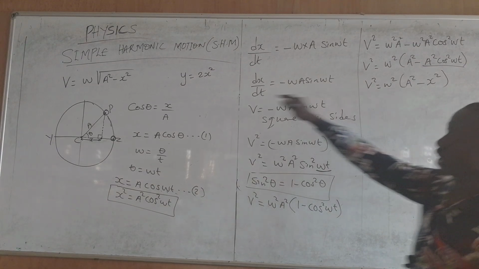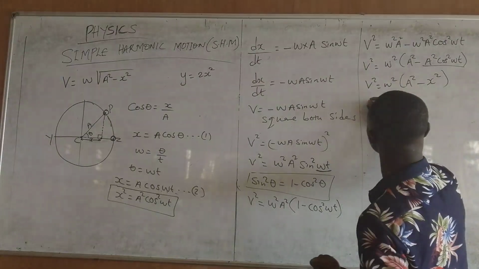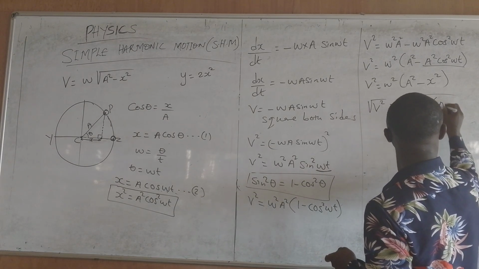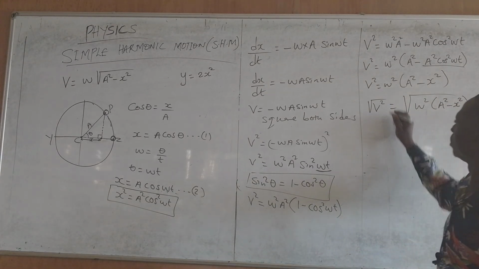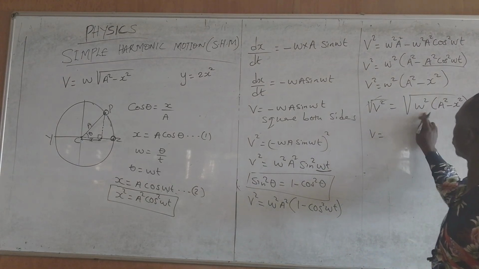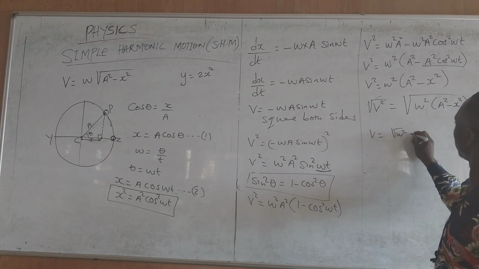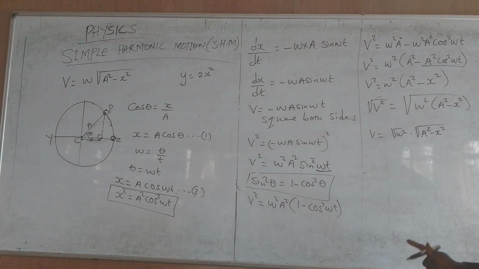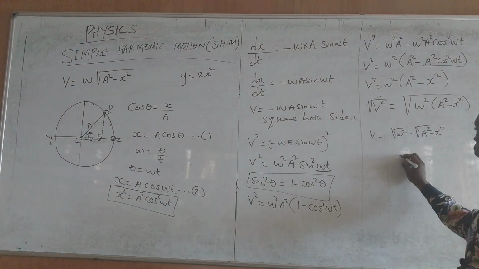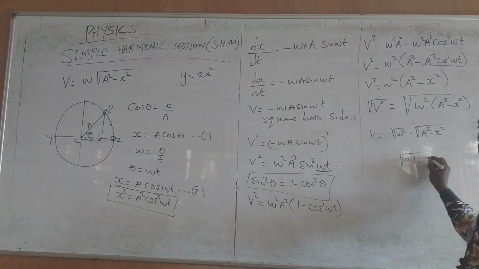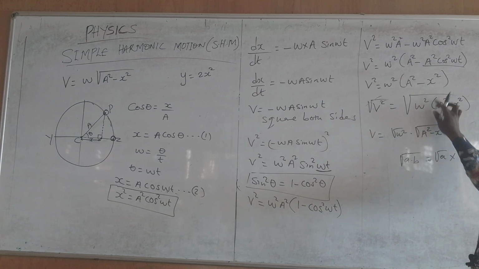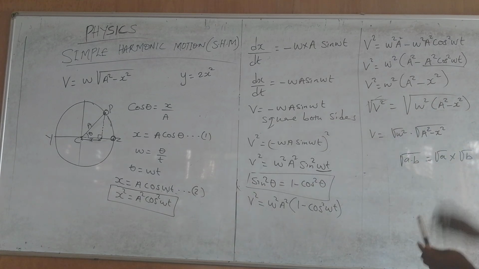So we can now find the square root of both sides. Square root of v square equals square root of omega square into a square minus x square. We have v equals square root of omega square times square root of a square minus x square. Do you remember your surd expression? Root a times b is equal to root a times root b. Omega square is our a, and the expression in the bracket is our b.